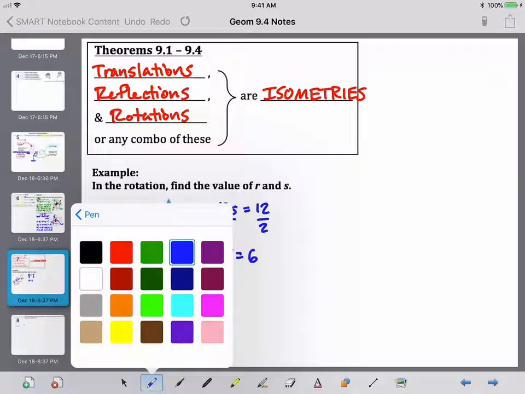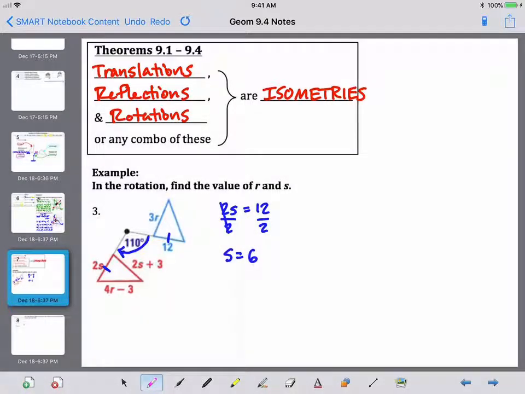And we can come up with another pair. Here I see that this 3r matches with this 2s plus 3. So 3r has to equal 2s plus 3. And if we substitute 6 in for s, which we just found, we'll end up with 3r equals 12 plus 3, which is 15. So r has to be 5.